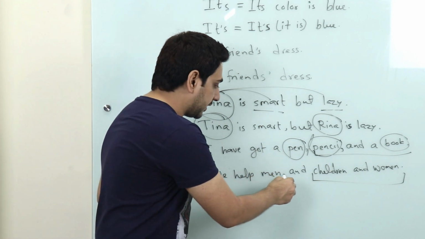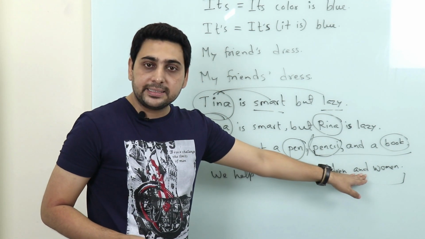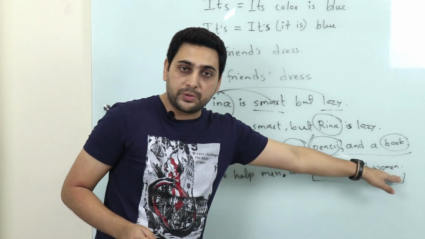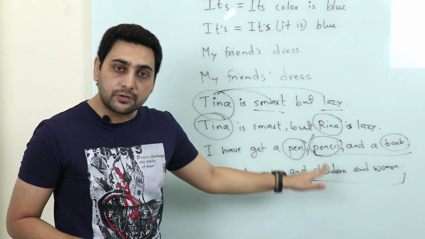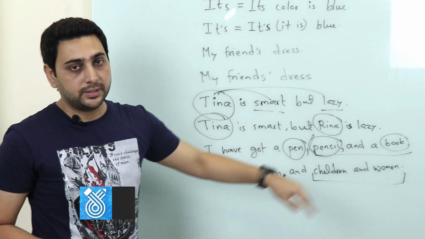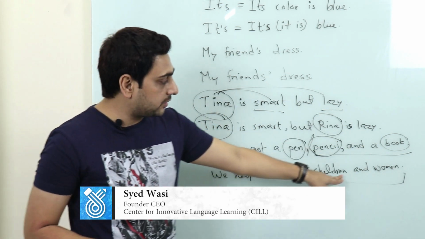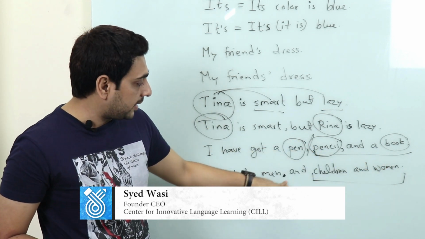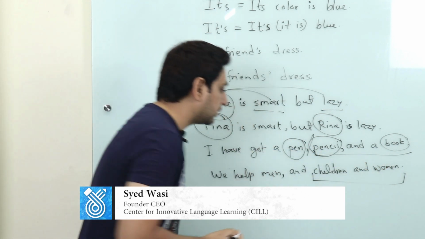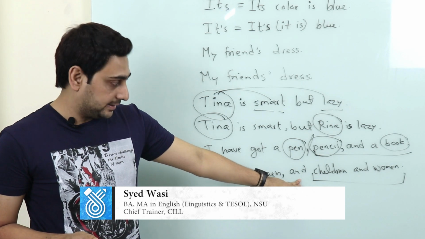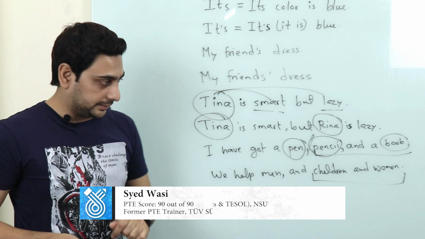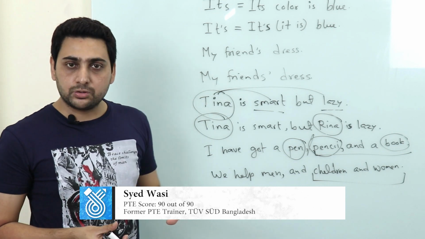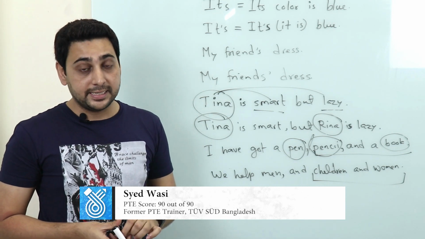So there has to be a comma here, and this and actually joins children and women together. That is the main and that separates men from children and women. So men is one group, children and women is the other group, so there has to be a comma and there has to be and here, and this and is for grouping them together. So that is the basic use of comma and apostrophe, as I have said.